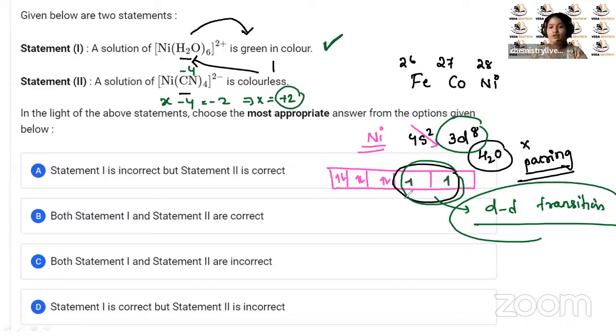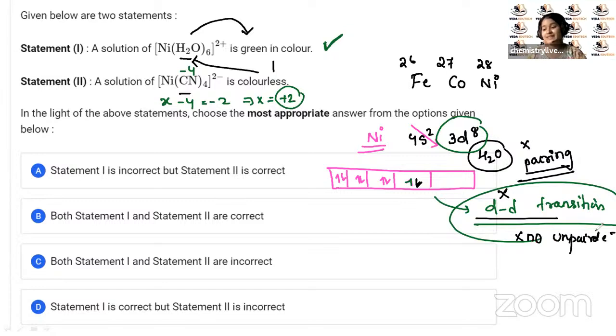But here there will be pairing. So this is going to pair up. When this is going to pair up, there is no dd transition. Why? Because there are no unpaired electrons. So when there are no unpaired electrons, there is no dd transition. Definitely the compound is going to be colorless.